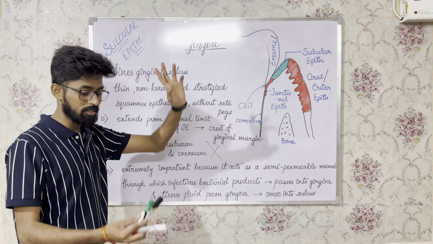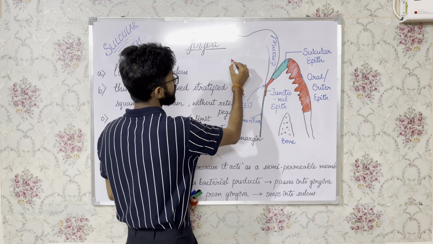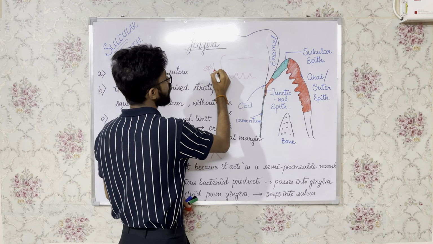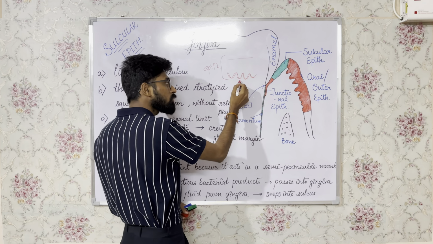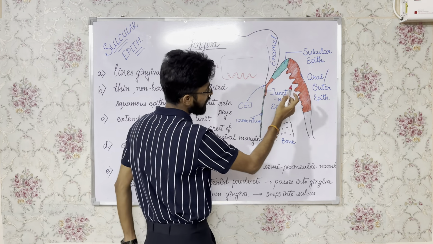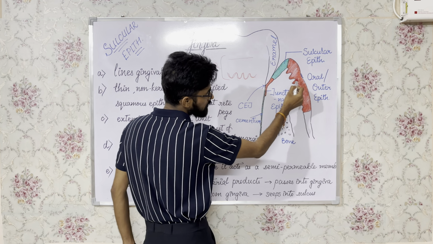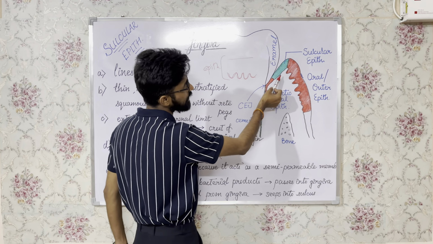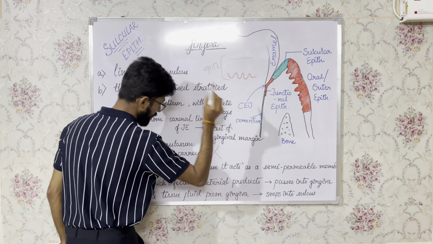Without rete pegs. Now what are these rete pegs? In the last diagram which I drew, I made this epithelium with some scalloping like this. You can go back in the video. These were the rete pegs or rete ridges. In oral epithelium, you can see this rete peg formation, this scalloping or wave formation. But you can see in sulcular epithelium it is not there. So it is mentioned here, without rete pegs.